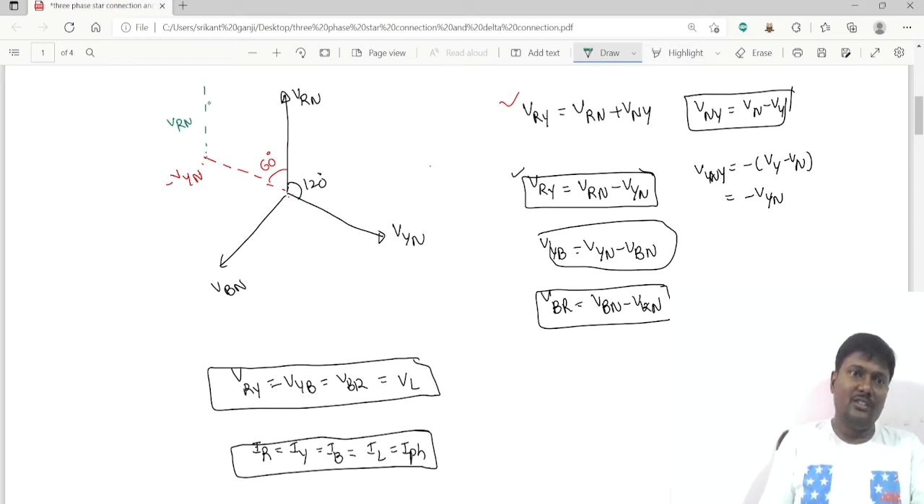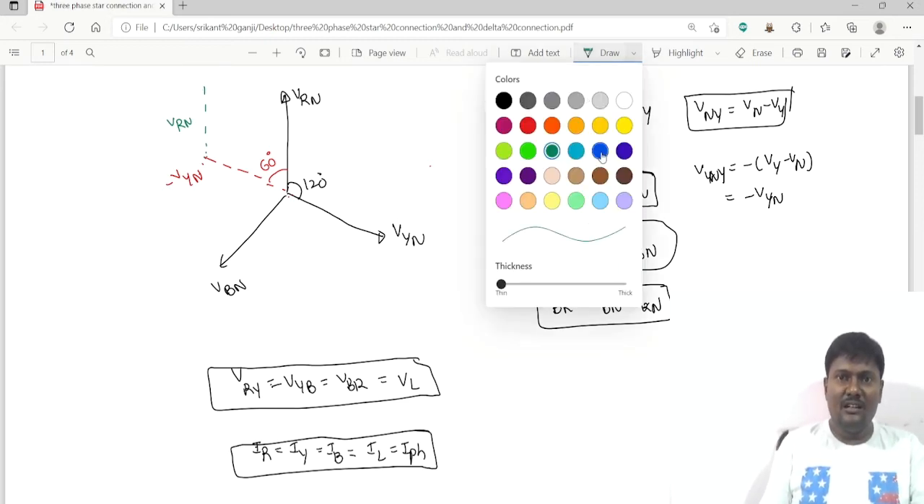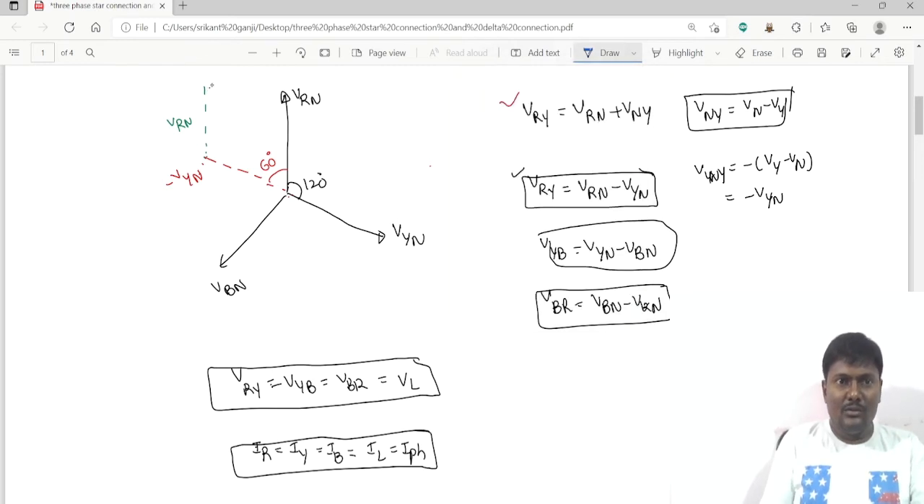The length of this one is VRN, and draw a line parallel to minus VYN. By adding these two phasors, I get the line voltage VRY, that is VL, and VRN is V phase. Now the angle between these two is 30 degrees. It will cut exactly half.